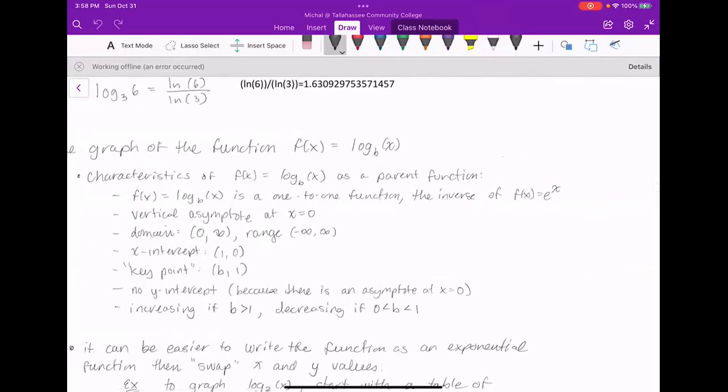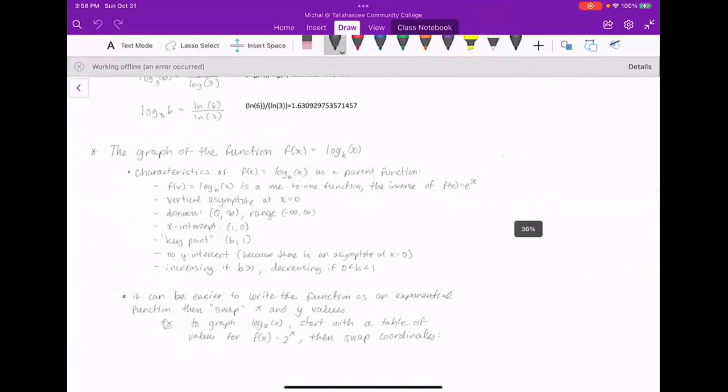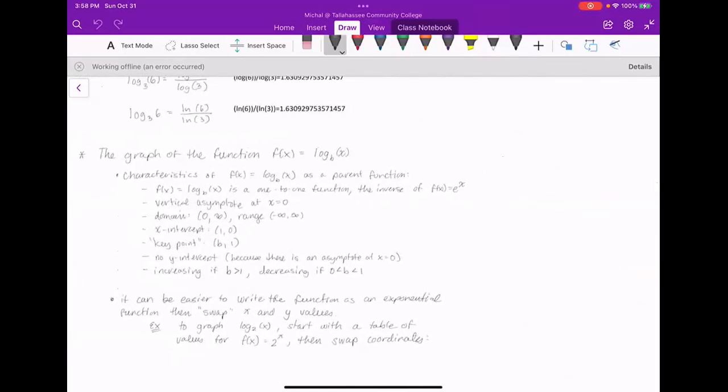Actually, I'm not really going to worry about that yet because I do have a nice little graph we're going to use when we start talking down below. So here's what I'm going to do. I'm going to draw my little graph. All right. And we know that log base b of x has an asymptote at x equals 0, meaning that it's never going to touch the x-axis.